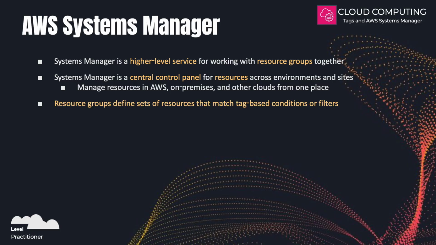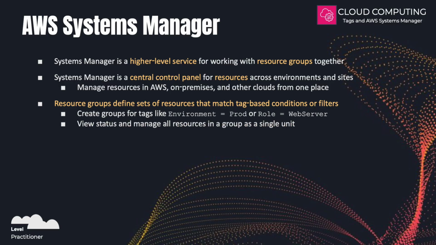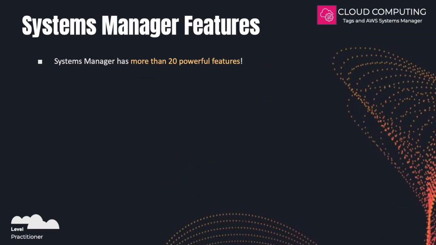One important feature is resource groups. Resource groups let you define a set of resources that match certain conditions, often based on tags. For example, you can create a group for everything tagged environment equals production, or role equals web server. Once you have these groups, you can see their status together and manage them as a single unit instead of one by one.